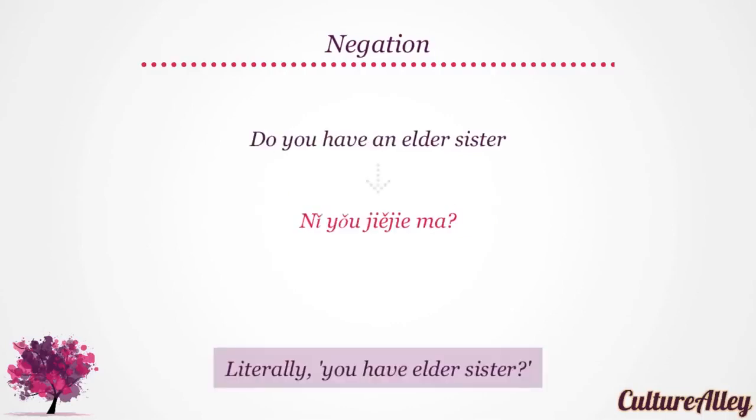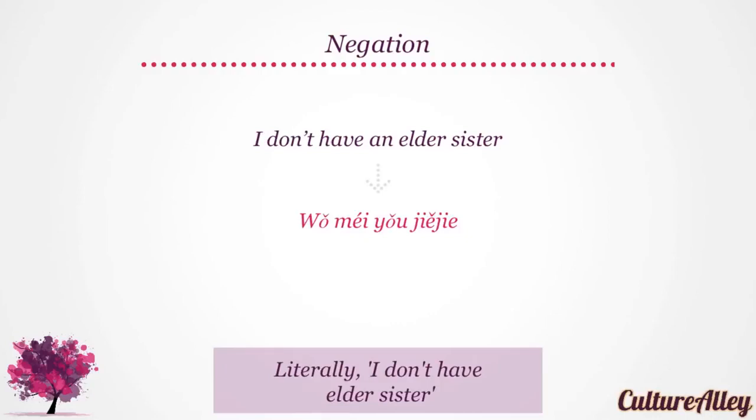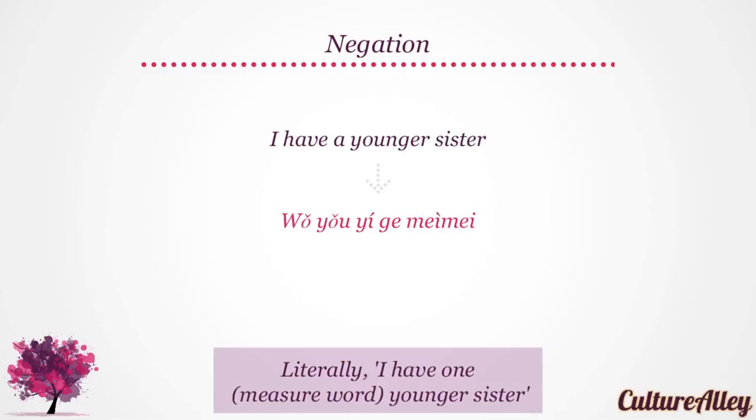Let's look at some examples. Do you have an elder sister translates to 你有姐姐吗? That literally means you have elder sister. Similarly, I don't have an elder sister translates as 我没有姐姐. Literally meaning I don't have elder sister. Let's look at another one. I have a younger sister becomes 我有一个妹妹. Literally meaning, I have one measure word younger sister.